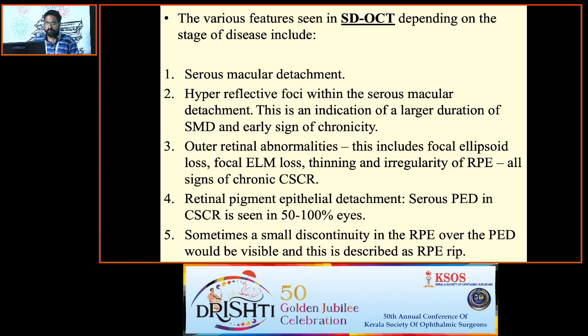Retinal pigment epithelial detachment: the most common type of PED seen is the serous PED, and it is known to be present in around 50 to 100% of eyes with CSCR, especially in the acute stages. Sometimes a small discontinuity in the RPE over the PED can be seen, and this is described as the RPE rip.